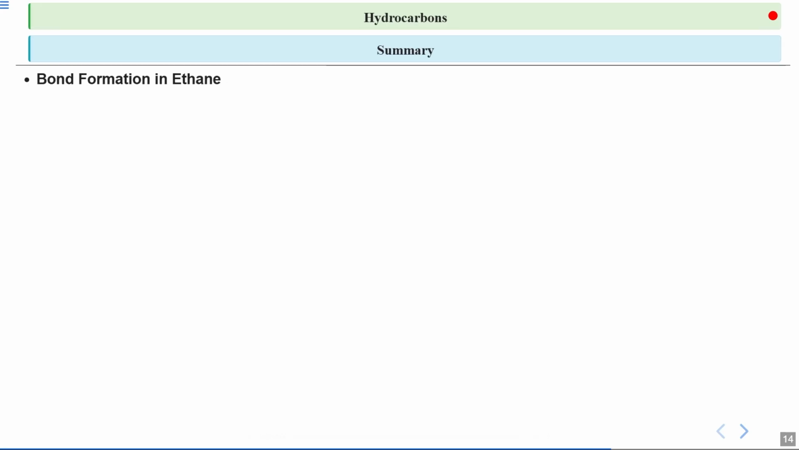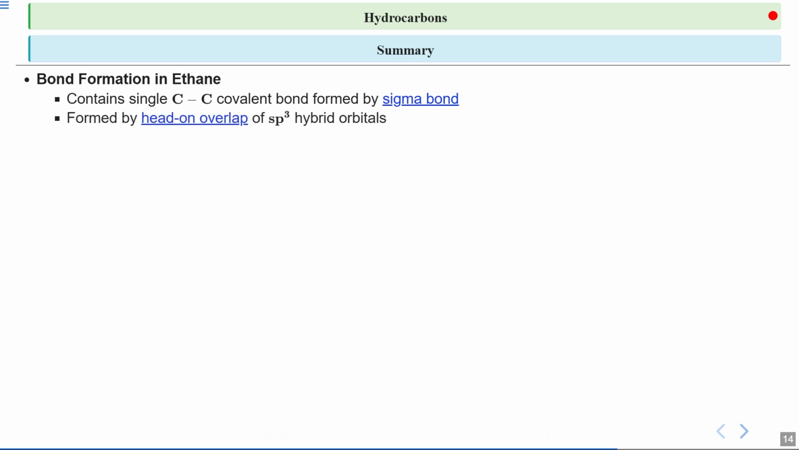So finally, we can conclude today's lecture. Here we have a summary, starting with the bond formation in ethane. We know that ethane contains a single C-C covalent bond, which is formed by the overlap of an sp3 orbital of one carbon atom with the sp3 orbital of another carbon atom, which results in the formation of a sigma bond.